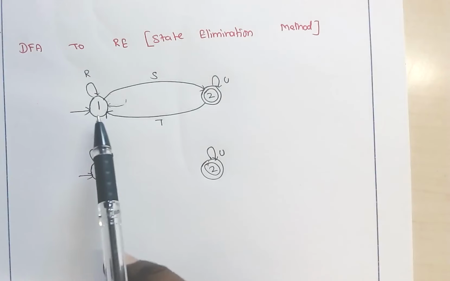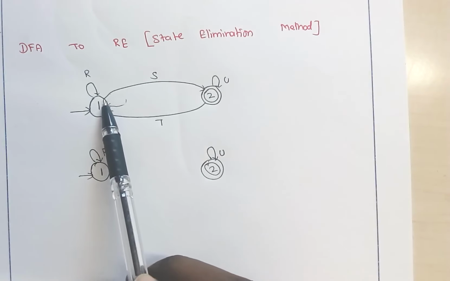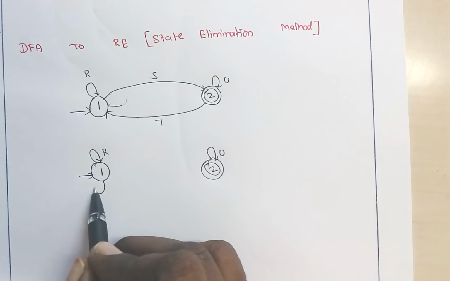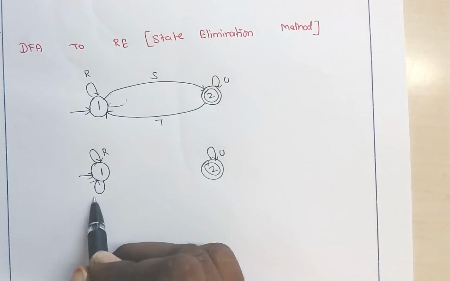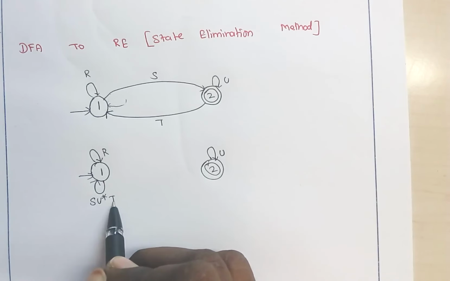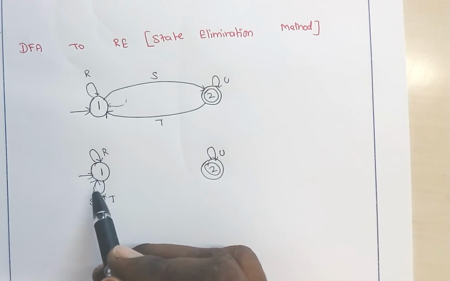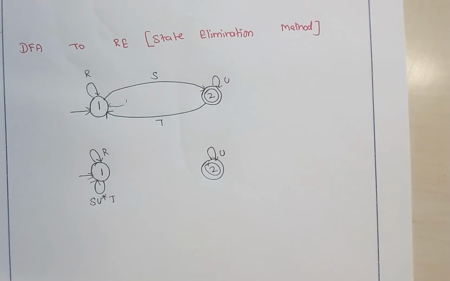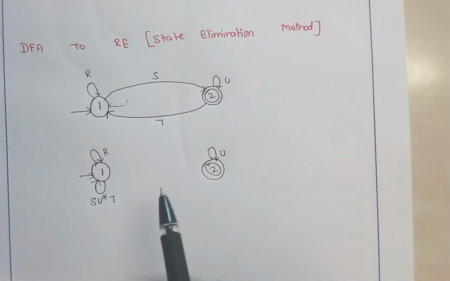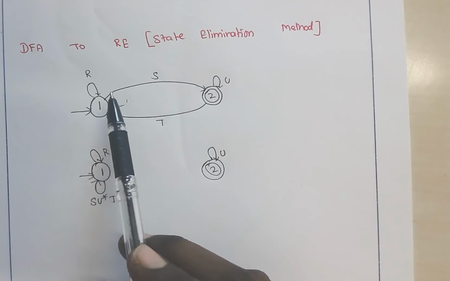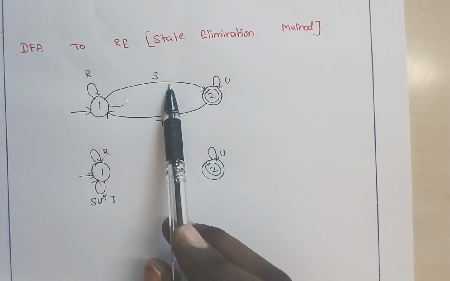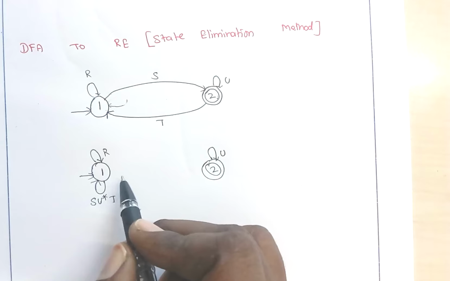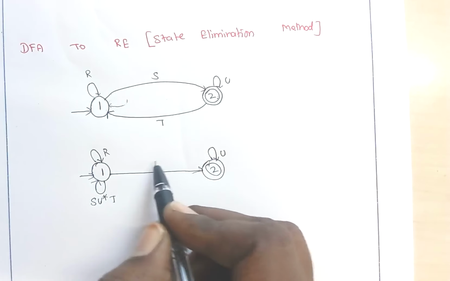We are going to consider this loop towards the starting state, and the input over this will be S U star T. So this is reduced, and I write this loop here as S U star T. Whenever it is a looping condition we can say it is a 0 or more transition, so there is a possibility of getting a 0 transition too. I have reduced this looping condition, but the transition from 1 to 2 through S and the self loop U in state 2 will remain as it is.